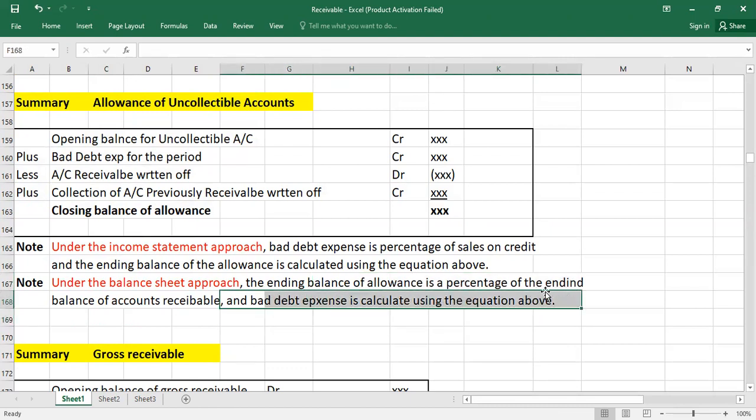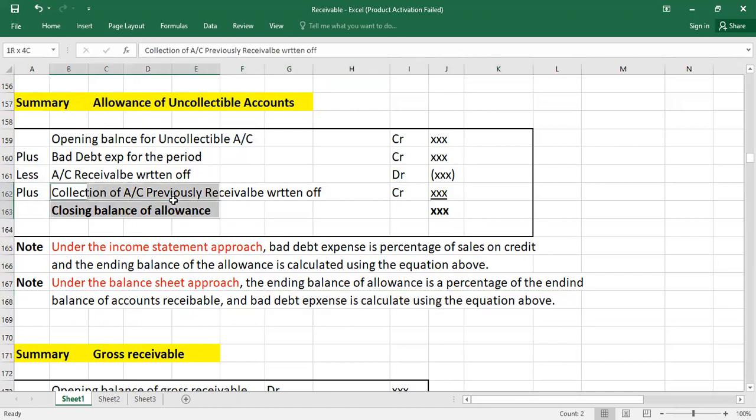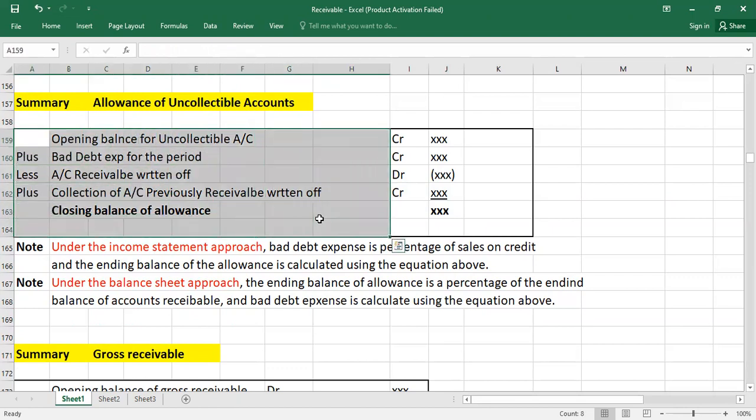Maybe the examiner will give you the closing balance of allowance, collection of previously written off, accounts receivable written off, and opening balance, and ask you for bad debts expense. But you should be aware of all the possibilities. There are five items in total, and if any four are given and the fifth is asked, sometimes you need to reverse the equation. When you reverse it, plus will become minus and minus will become plus.